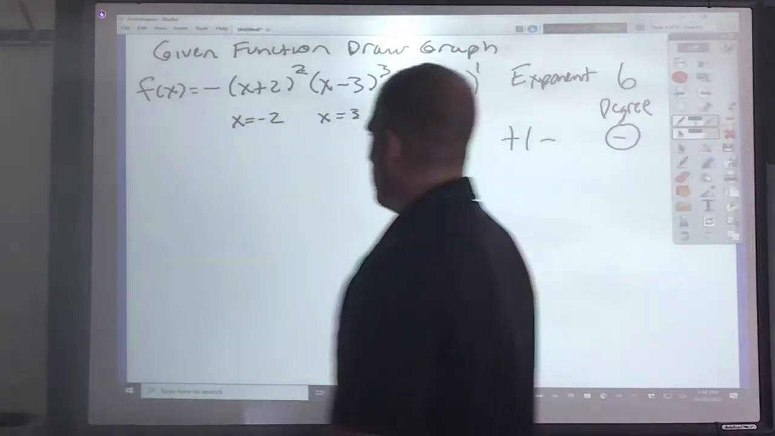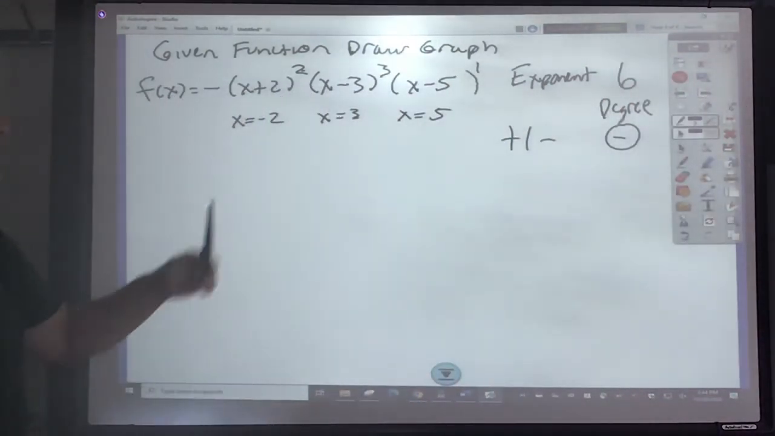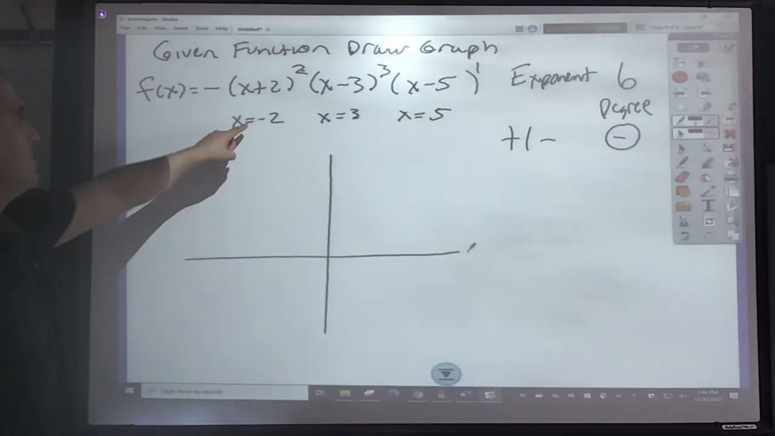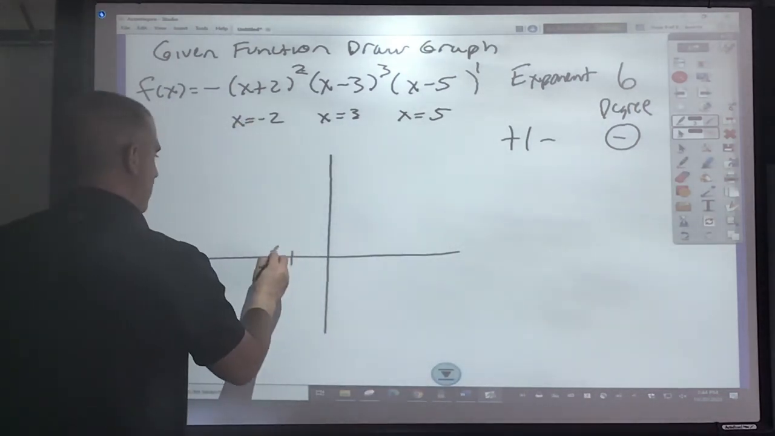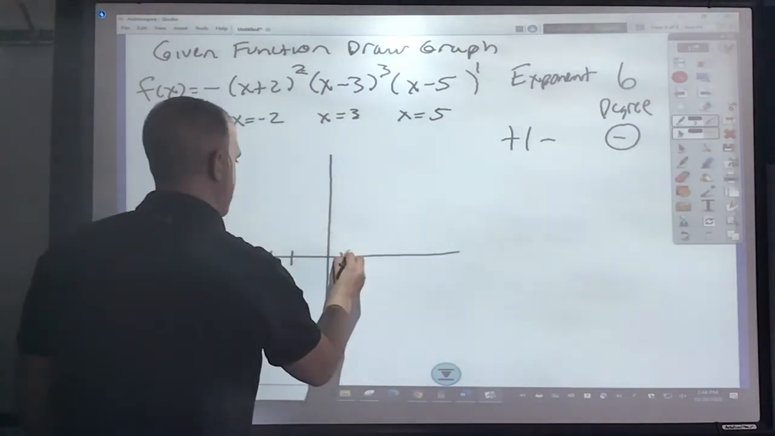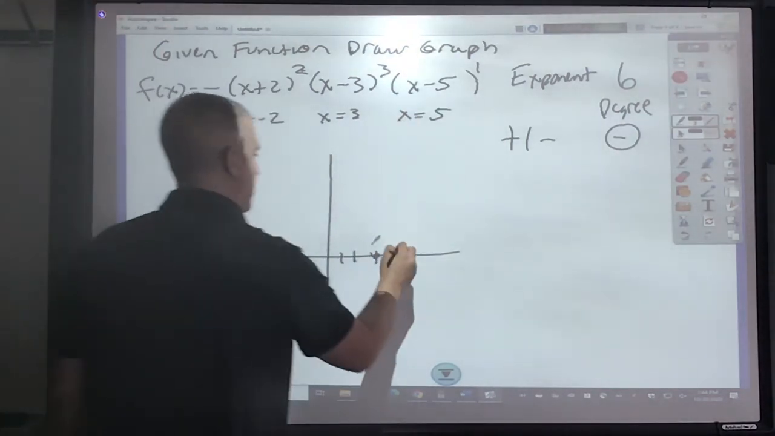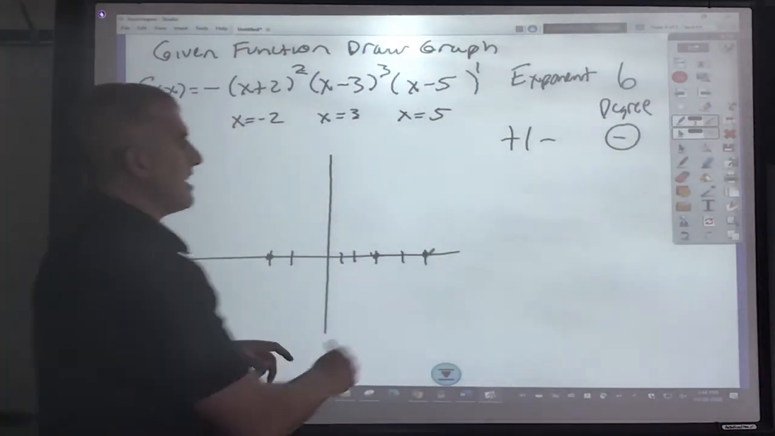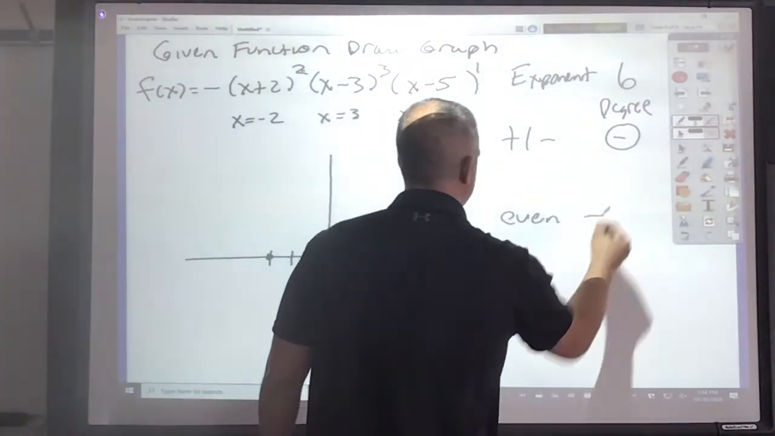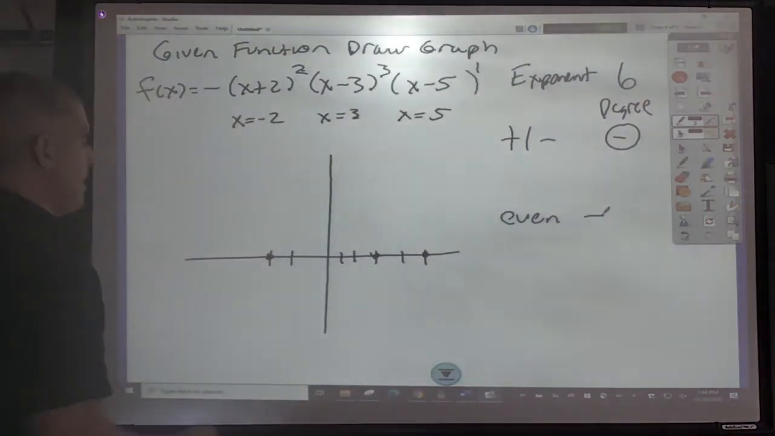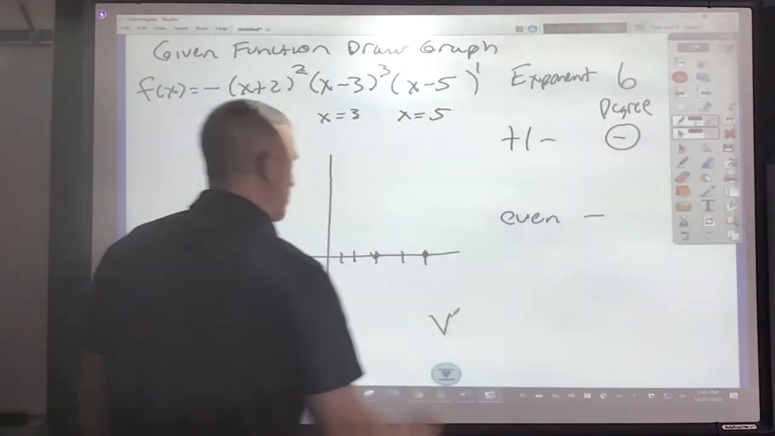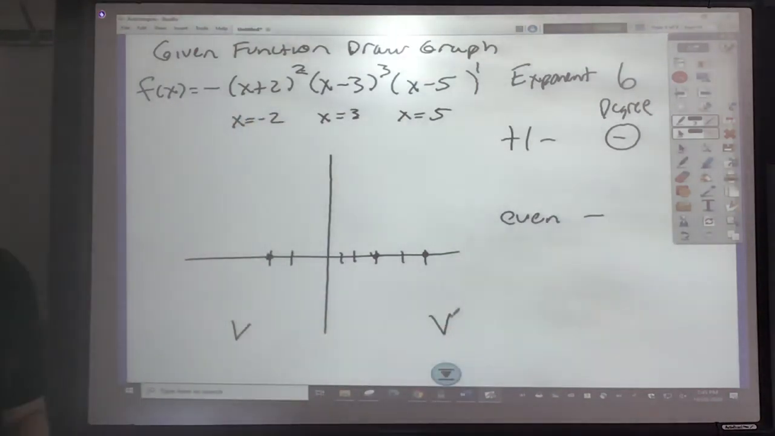So, if it's an even degree, what I would do here is at negative 2, I'm going to put a dot. At 3, I put a dot. And at 5, I put a dot. Now, since it is even and negative, that means that at my last zeros, I should have arrows both going down, and that's what we've talked about with end behaviors.